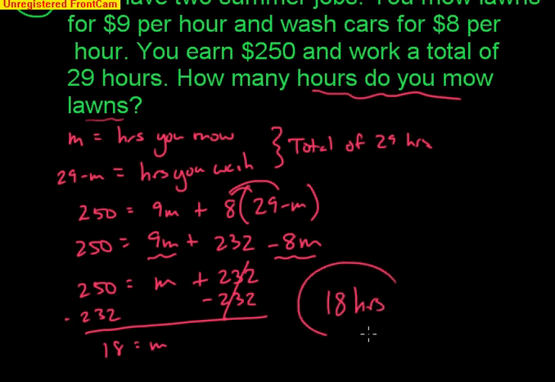18 hours. This is a very good problem because there's two unknowns, the hours you mow and the hours you wash cars. They don't give you one of those, but they give you the total, so you can let one be a variable, and then for the other amount of hours, you subtract from the total. Okay? So it's kind of a confusing idea, but focus on this problem and make sure you can do something like this.